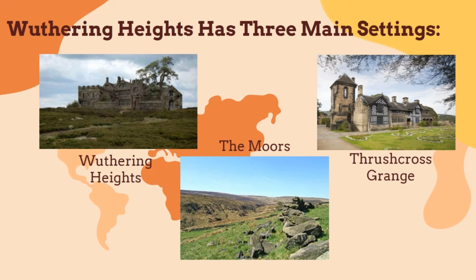Thrushcross Grange, on the other hand, is contrary to Wuthering Heights because its weather is calm, while its inhabitants are dull and weak. Other examples are Hogwarts, Narnia, Camp Half-Blood, Wonderland, and Middle-earth.